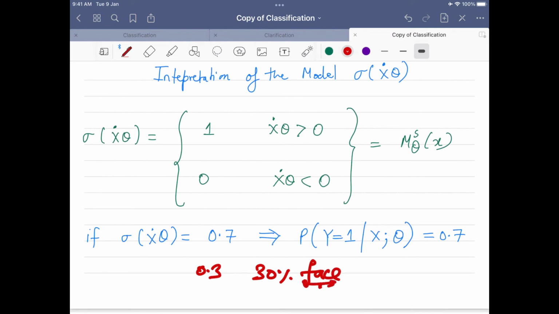And why am I saying phase? Because I am labeling y equal to 1 with the phase. That's why 30% of the time this model will give you an answer as phase, and 70% of the time it will not. So that is the interpretation of the model.